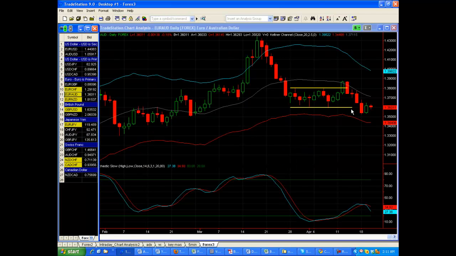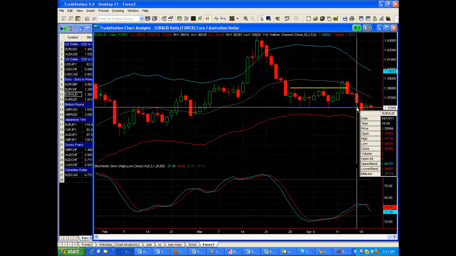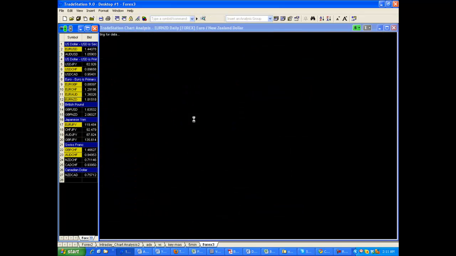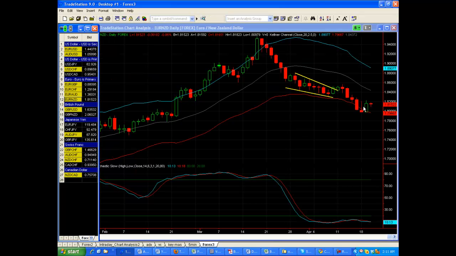Here's the euro Aussie. This one stopped out after the nice move down on Monday. We moved stops, and it came up and stopped out break even on Tuesday. The euro Kiwi looks like it could be ready to get a little reactive bounce up to the midline, but this is definitely in a short-term downtrend here, so I don't want to mess with it, but that's what it looks like. It has the opportunity to get to that midline.